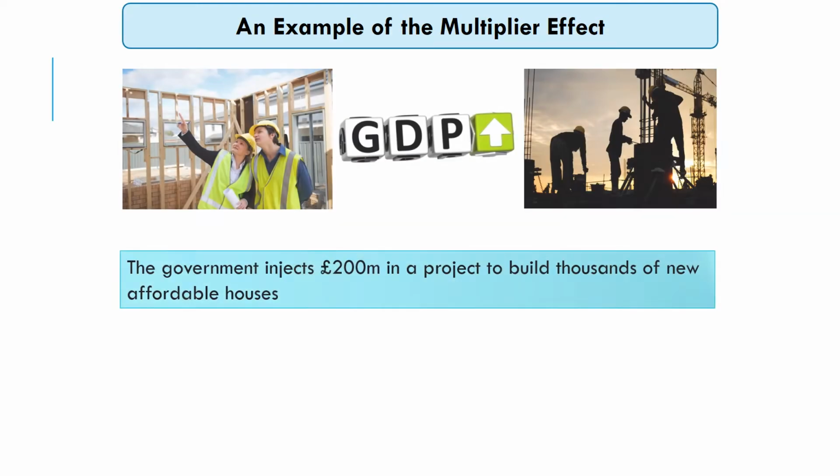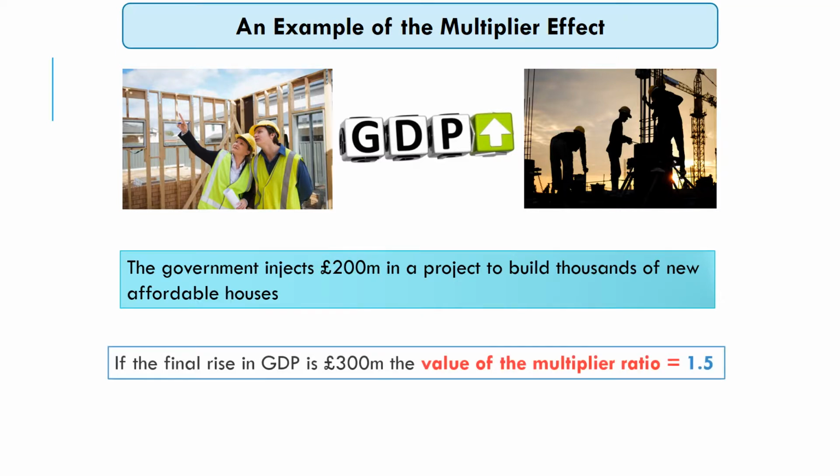Let's have a quick look at a couple of examples of this effect. So let's imagine the government injects £200 million in a project to build thousands of new affordable houses. That money is then earned by firms and redistributed to households through wages and profits, and that money is then further spent by households. So we have a larger increase in GDP than just 200 million.